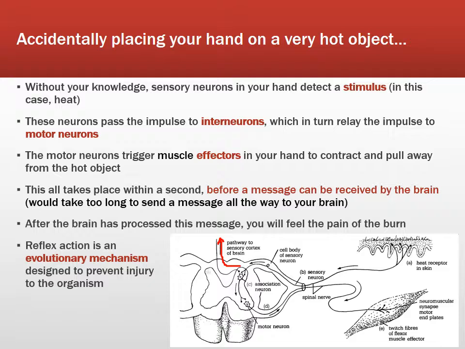So reflex action is an evolutionary mechanism designed to prevent injury to the organism. So this is actually something that we have as a complex organism. It's something that we have evolved to obtain in order to prevent injury to us. Otherwise, if we had to wait till our brain processed all of our pain, we certainly wouldn't be as evolved as we are today.